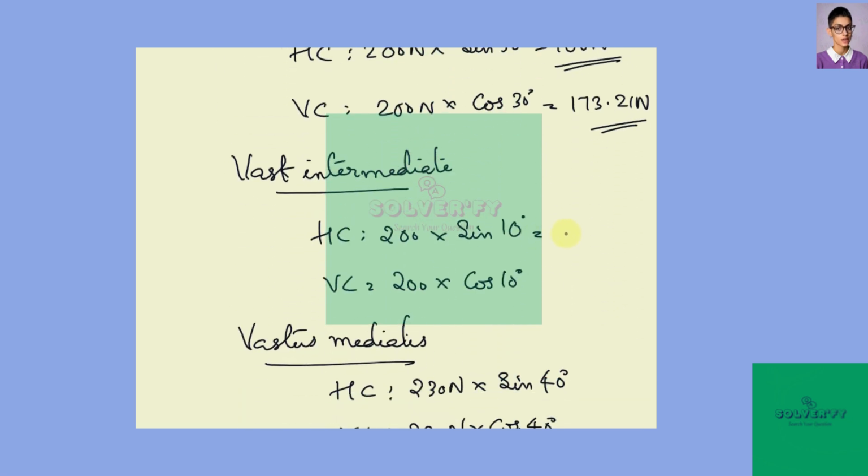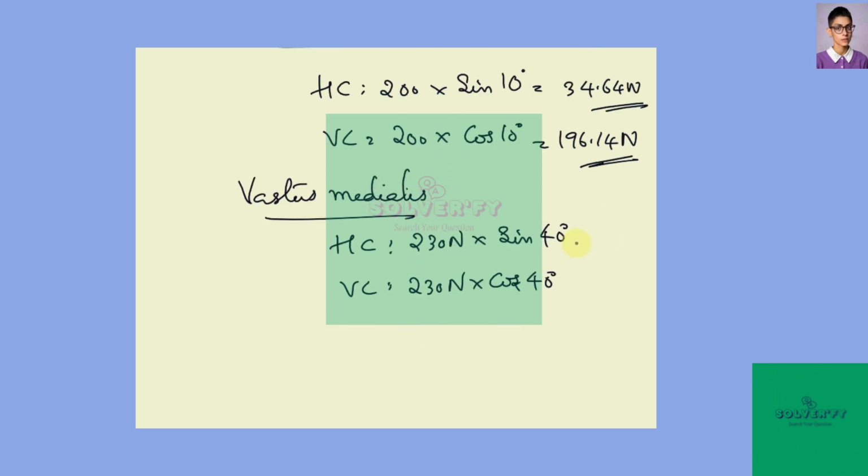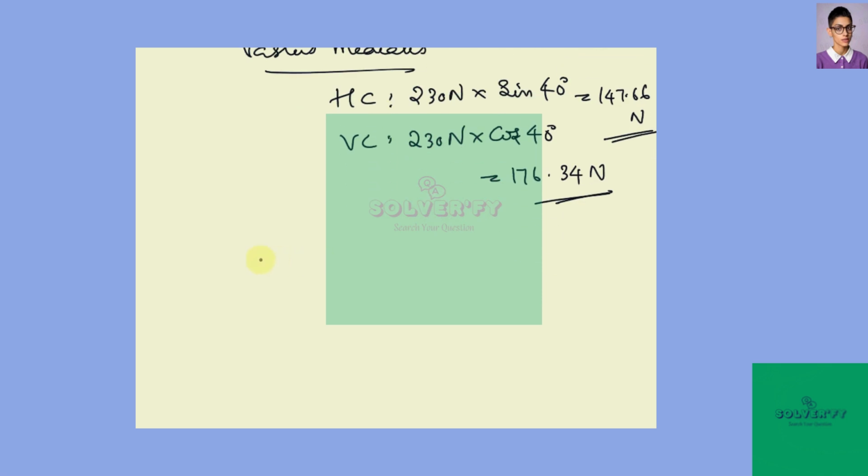For that, the horizontal component equals 34.64 Newton and the vertical component is 196.14 Newton. Now for vastus medialis, the horizontal component is equal to 147.66 Newton and the vertical component is 176.74 Newton.